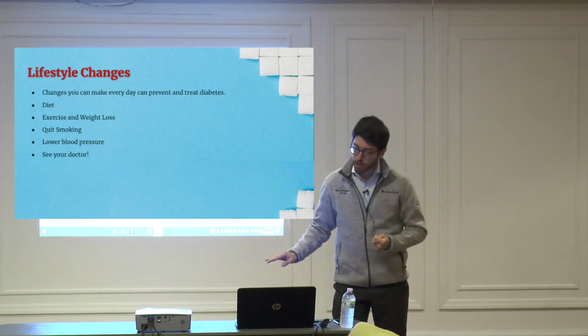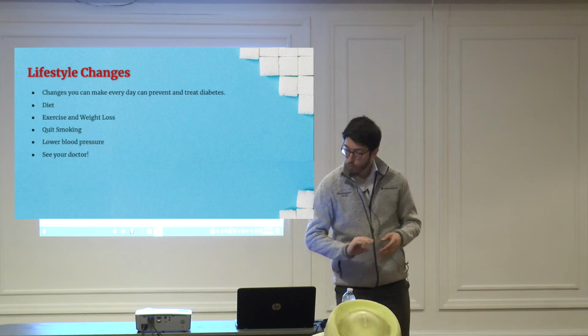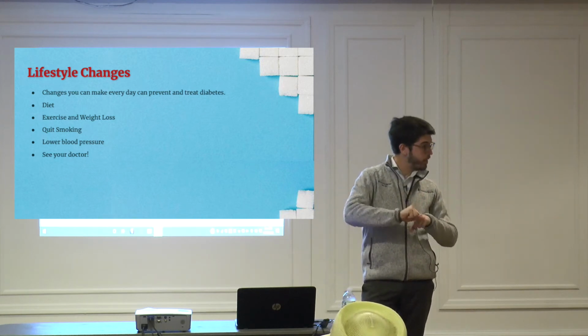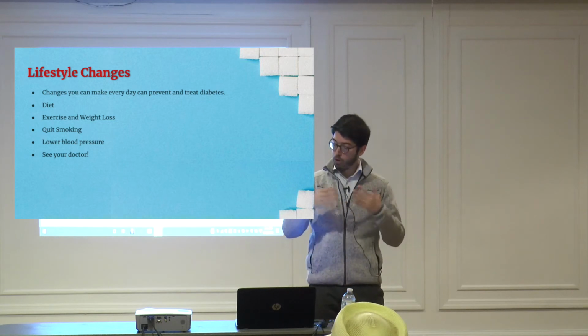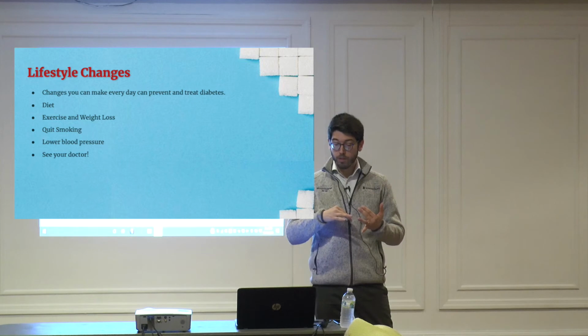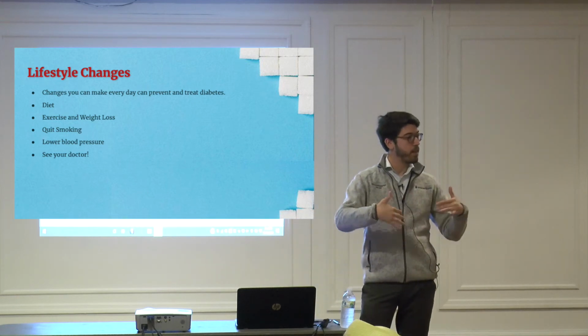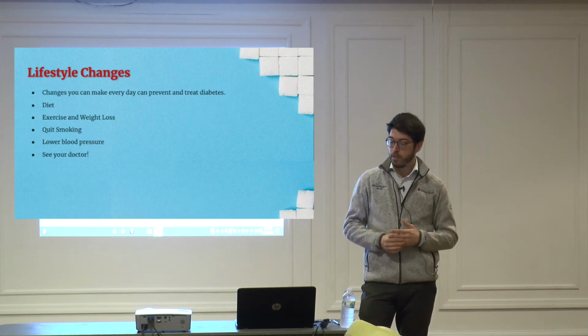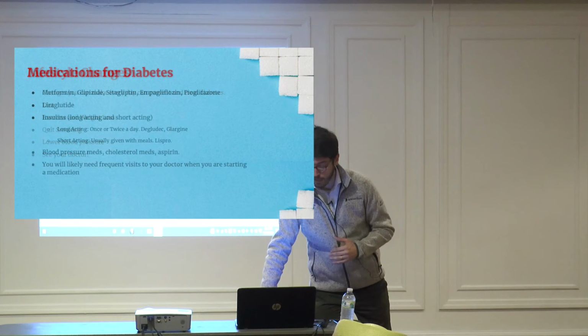So the other lifestyle changes that we can make: smoking is a really important one. Quitting smoking, there are ways that we can help. Doctors can help you, or there are over-the-counter ways you can quit smoking. Lowering blood sugar, lowering blood pressure, so seeing your doctor regularly and helping control your blood pressure. Just seeing your doctor in general has been shown to help control and prevent diabetes.